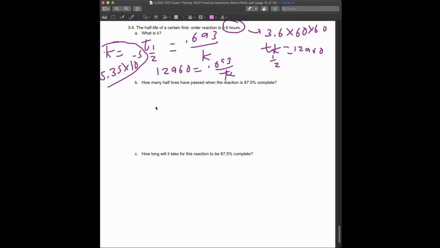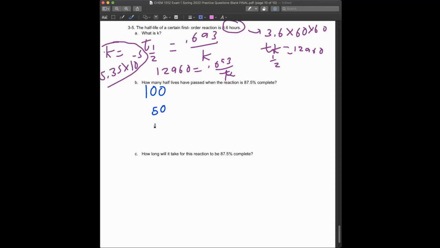How many half-lives have passed when the reaction is 87.5% complete? This one might be a bit of a doozy, so if you all get lost, do let me know. Let's say we have 100 grams of substance. When half of that has decayed, we get 50. Yeah, 0.693. If you derive it, you'll get 0.693. But I don't think the test asks how to derive things, so it's just something you can memorize.